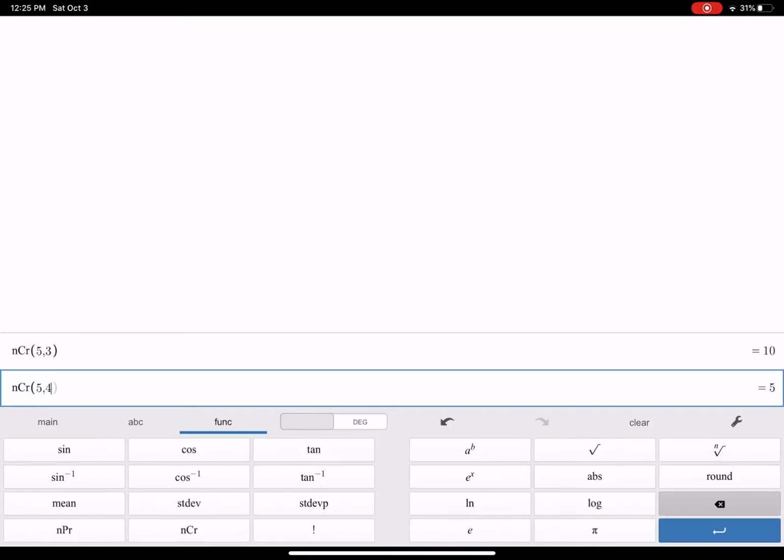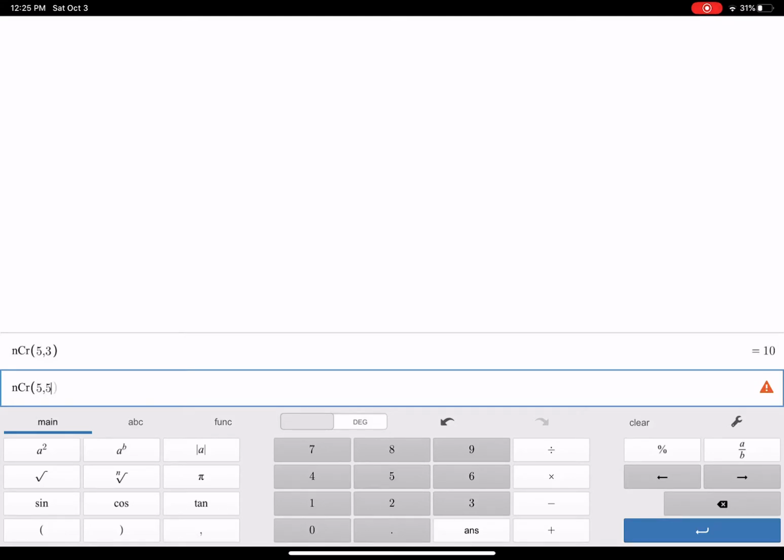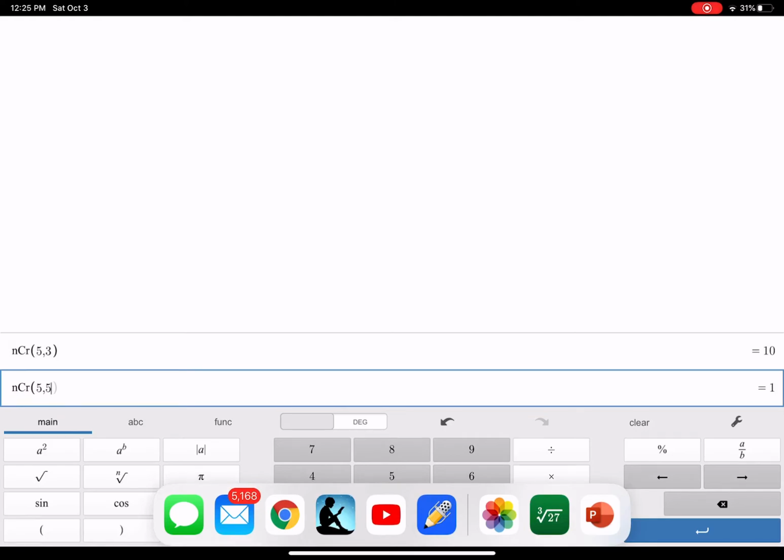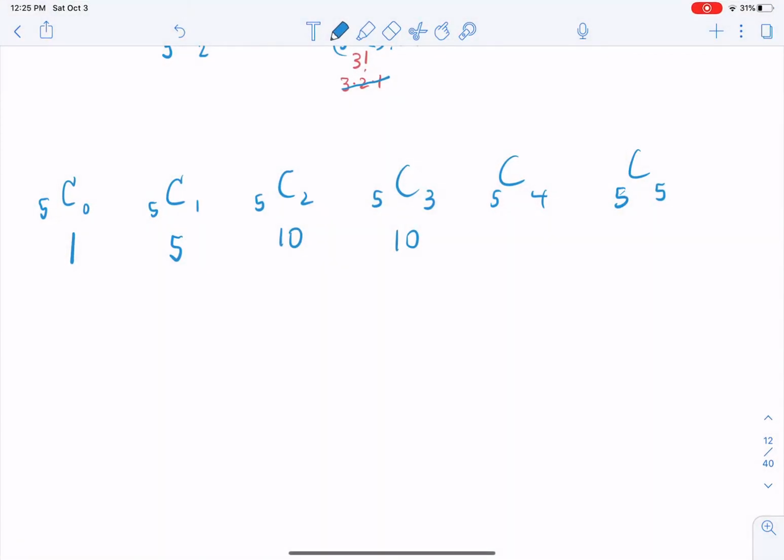Let's see. Go back here to functions, and we're going to... Whoa, clear that out. Come on. All right, let's put in 5, comma 5. And, oh, look, I get a 1. All right, so here, let me put these numbers down here. This one was a 5, and this one is a wait a minute, these numbers look familiar.